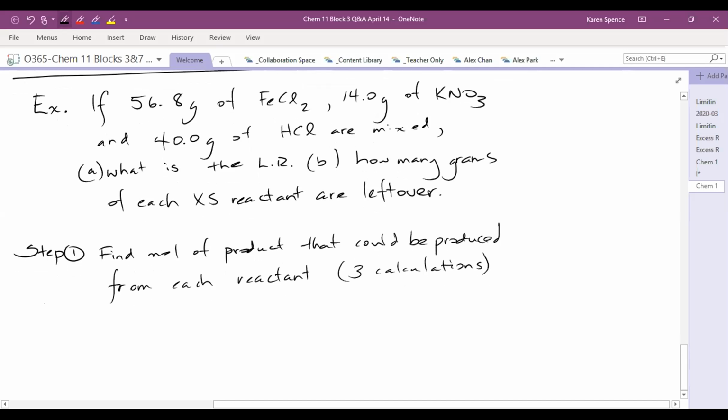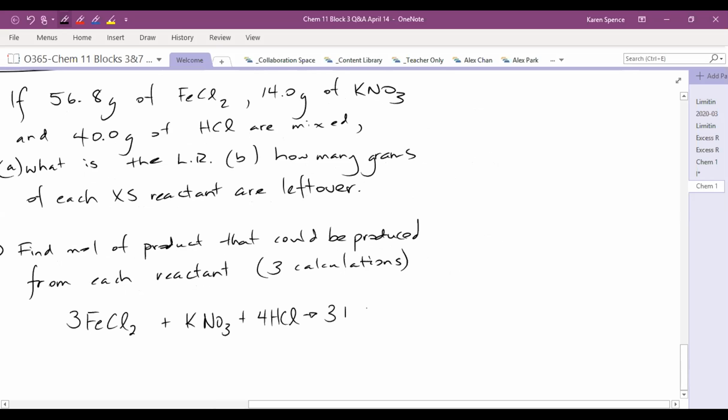Oh, and I haven't written the balanced equation yet. Well, that's kind of daft of me. Okay, here's our balanced equation. We have 3 FeCl2, KNO3, and we have 4 HCl goes to 3 FeCl3 plus NO plus 2H2O plus KCl. Good Lord, that is a complicated equation.